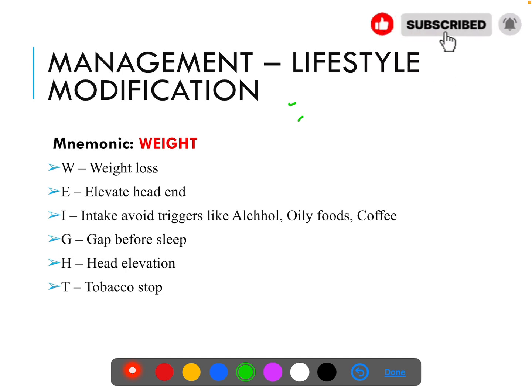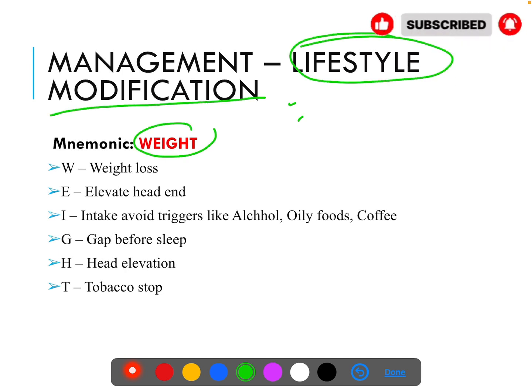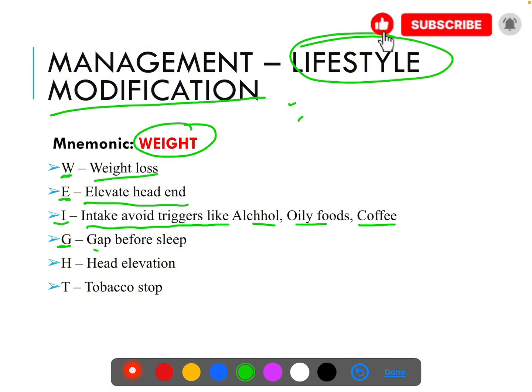The early management is lifestyle modification with the mnemonic WEIGHTS. W for weight loss, E for elevate head end, I for intake, avoid triggers like alcohol, oily foods, coffee, G for gap before sleep, H for head elevation, T for tobacco stop.